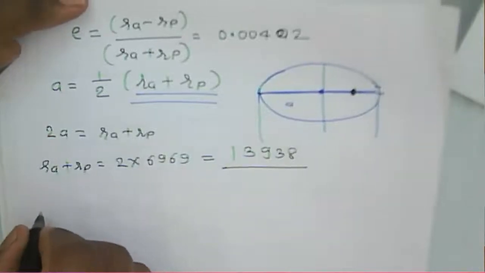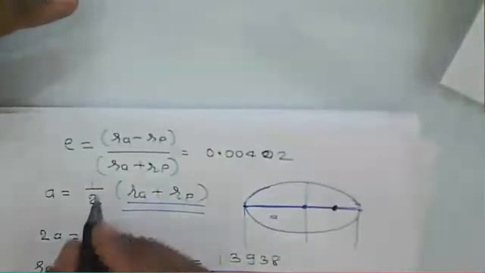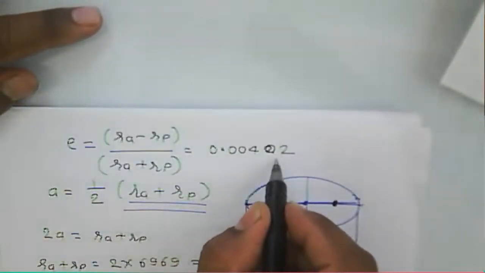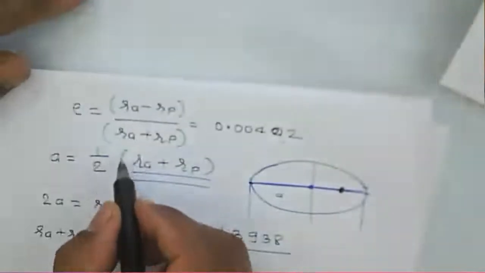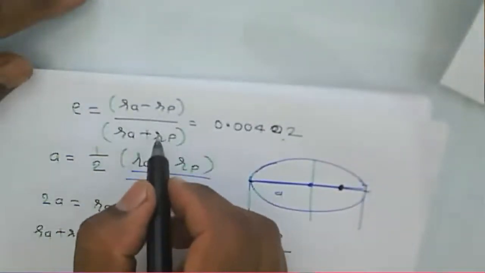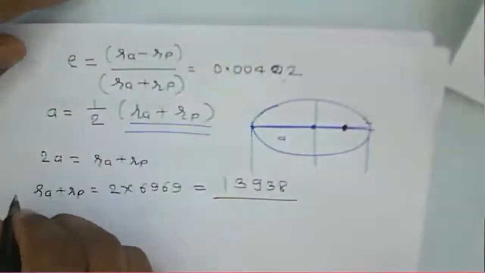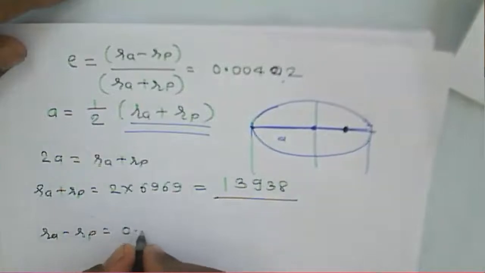And we know the equation of eccentricity: E is equal to RA minus RP divided by RA plus RP. So we got RA plus RP, that is 13938, from the semi-major axis. So we'll get RA minus RP now. So RA minus RP is equal to what?